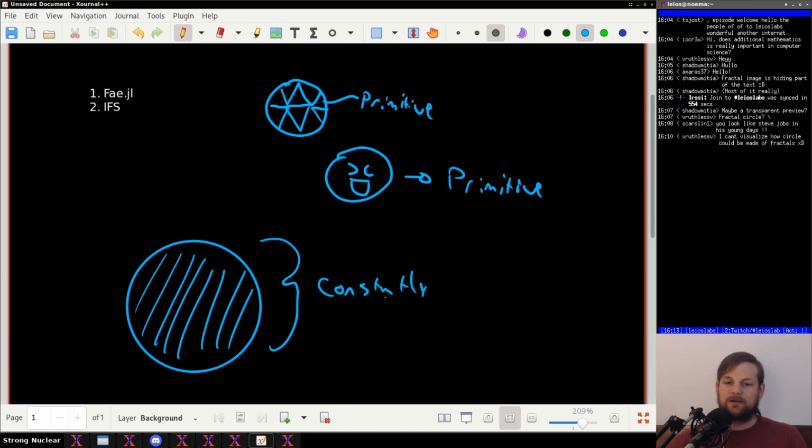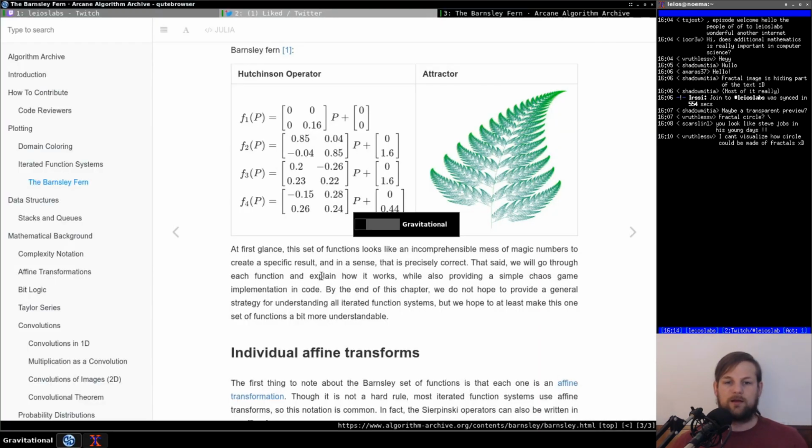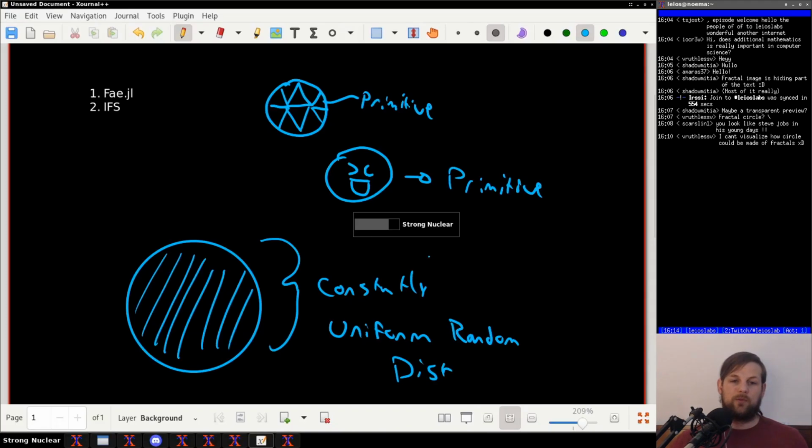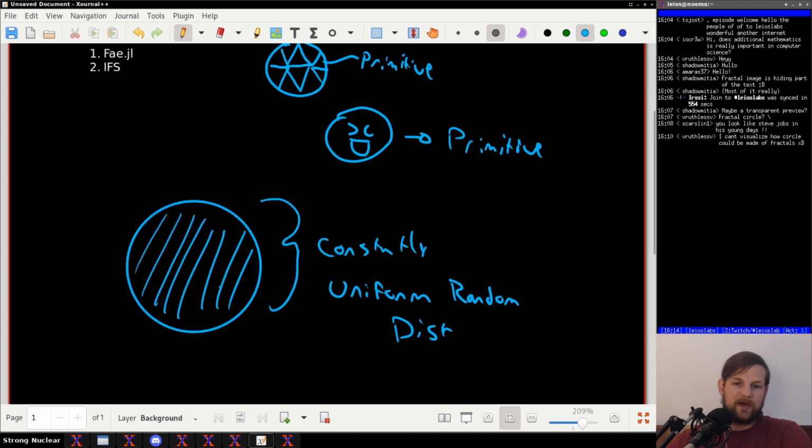And if we want it all constantly shaded, then what we're looking for is essentially a uniform random distribution, but only inside the circle, right? While this square up here was a uniform random distribution between A, B, C, and D, we want one that is just basically around this circle. So how do we do that?